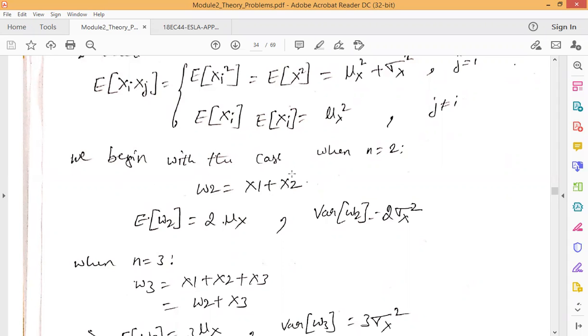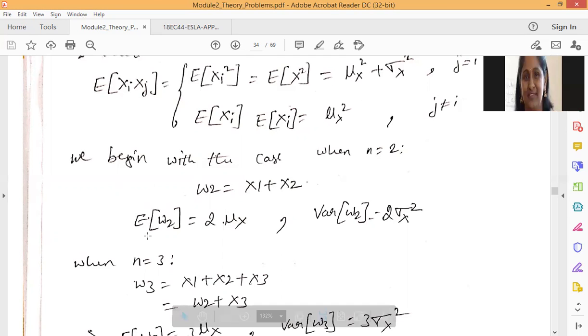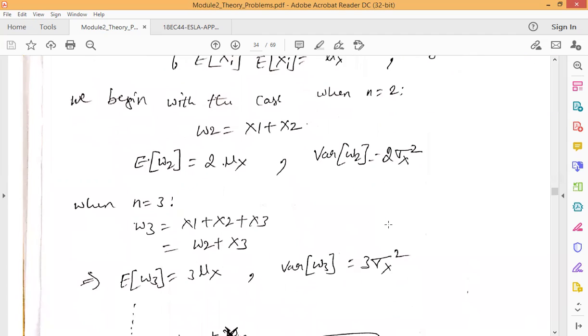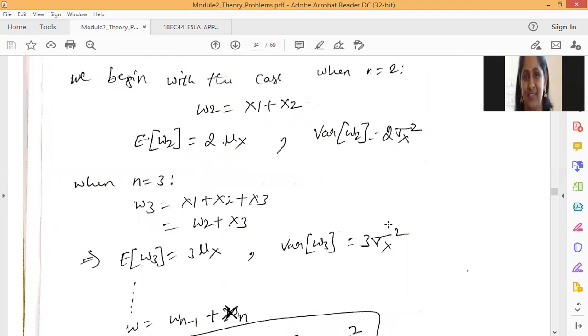But as I told, each random variable is associated with the same PDF. So expectation of x1 is equal to expectation of x2, which is equal to mu x. When you add this mu x, it is simply equal to 2 mu x. So we can write expectation of W2 is equal to 2 mu x. Similarly, variance of W2 will be equal to 2 sigma x square. And now you can increase the number of variables to the value 3.